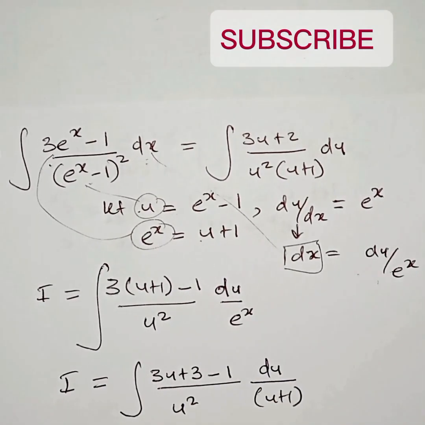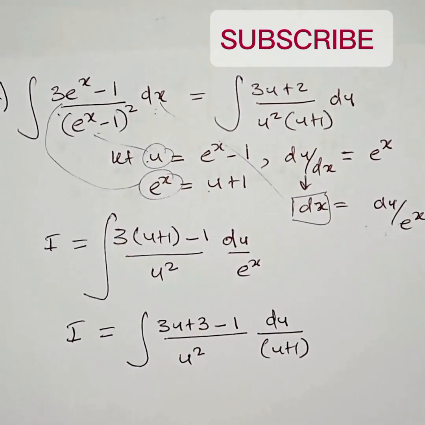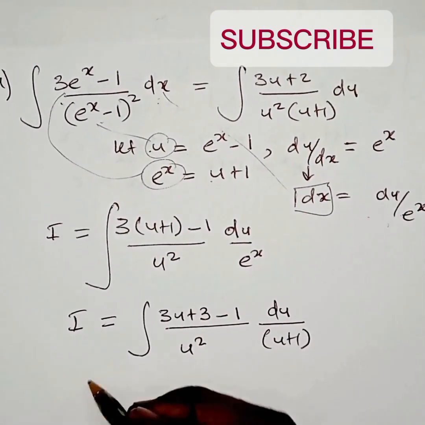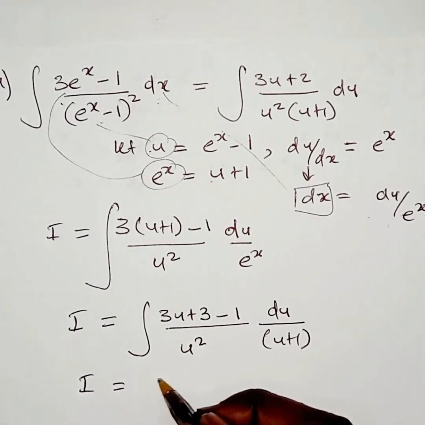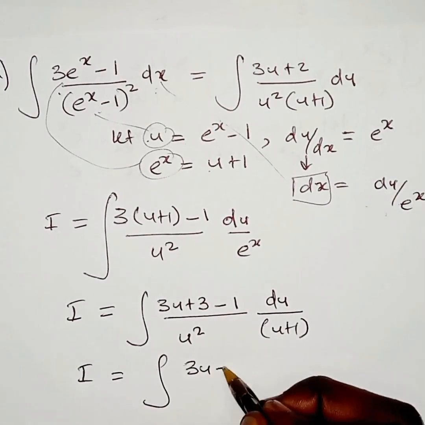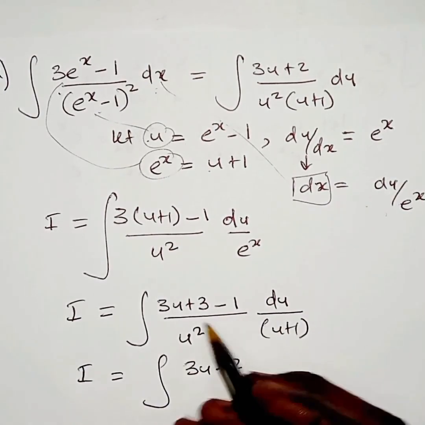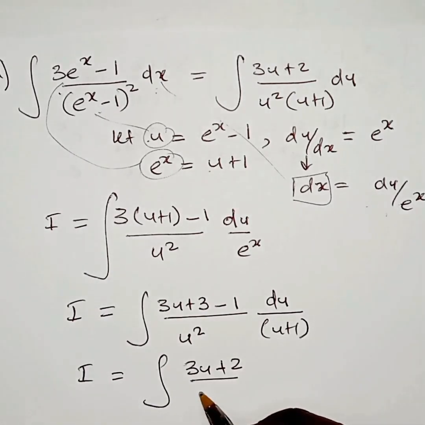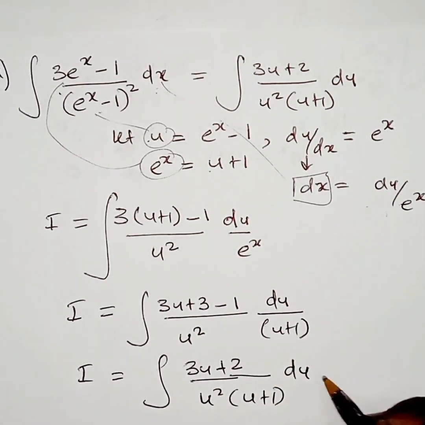All right. So let's simplify that integral further. We are going to say the integral I is equal to the integral of (3u plus 2) over u squared multiplied by (u plus 1), du. Then we have managed to show that this integral is equivalent to that by using u-substitution.